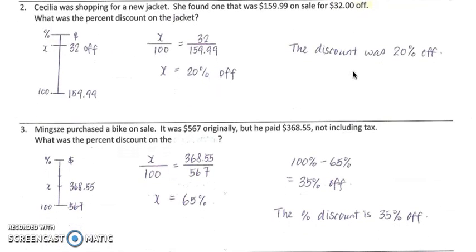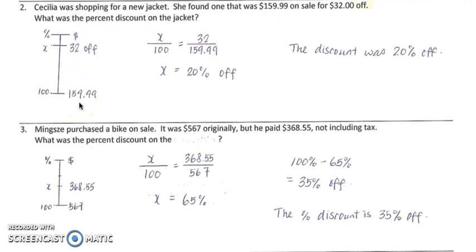Number 2. Cecilia was shopping for a new jacket. She found one that was $159.99 on sale for $32 off. What was the percent discount on the jacket? So we can compare $32 to $159.99. That's part and whole.